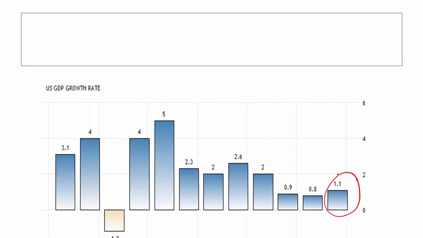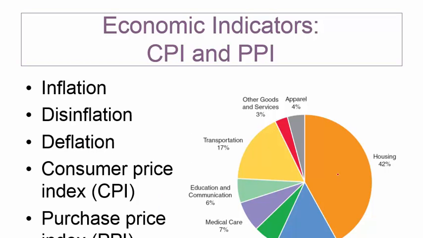But there have been some better quarters with growth compared to some of the other economies around the world during this time. The U.S. has actually performed better in that we've had positive GDP growth. A lot of countries have had negative GDP growth during the same time frame. So, okay. All right. Let's talk about economic indicators.